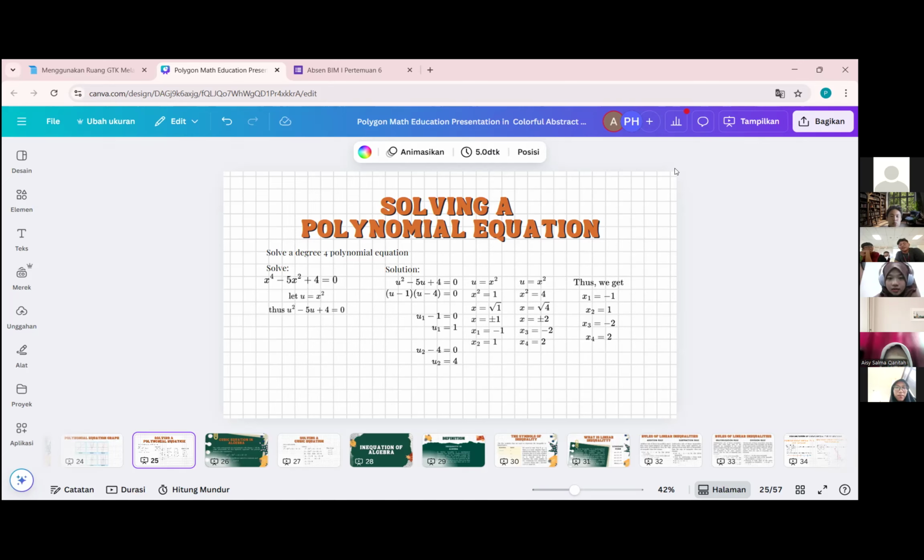Sebenarnya difaktorin, Bu, X kuadrat minus 4 sama dengan 0. X plus 2 kali X minus 2. Hasilnya sudah benar, X sama dengan plus minus 2 ya. Cuma yang sama dengan akar 4-nya itu kurang tepat. Seharusnya X kuadrat dikurang 4 sama dengan 0.